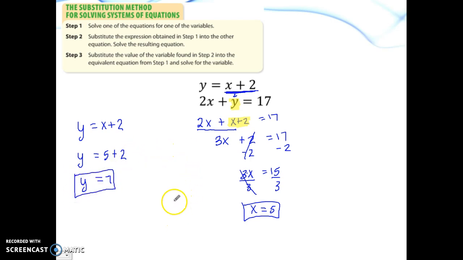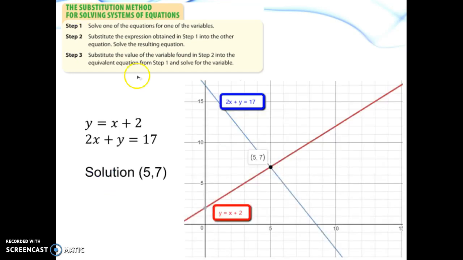And remember, for a system of equations, our solution is an ordered pair. Our x-coordinate is 5. Our y-coordinate was 7. So it's one ordered pair solution. So it's always good practice to make sure that you check your solution too. You can always graph it. You can see that the equations of these two lines, when graphed, cross at the ordered pair 5, 7.